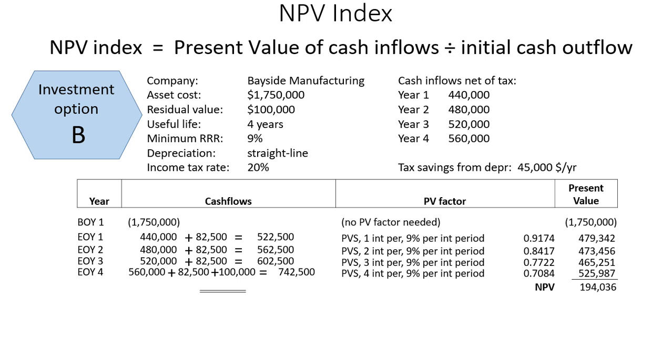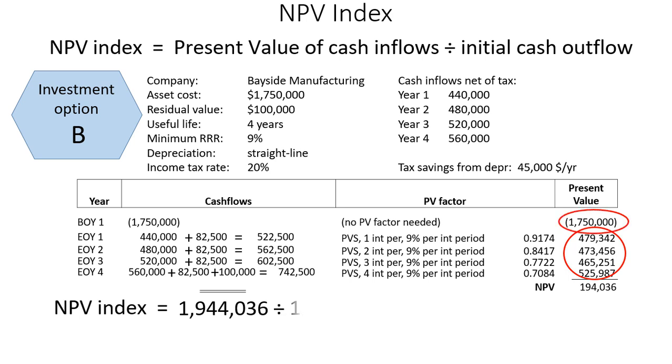All of the number crunching required to calculate the NPV of option B has been done for you, so we're ready to calculate the NPV index for option B. The total of the present value of the cash inflows is $1,944,036. The initial cash outflow is $1,750,000. When we do the division, we get an NPV index of 1.11 for option B.